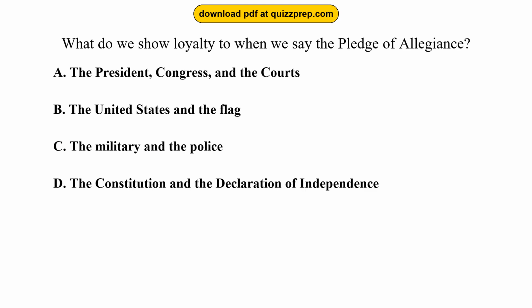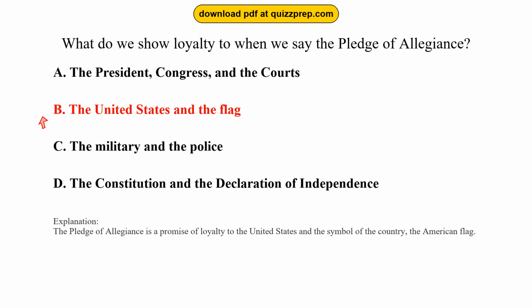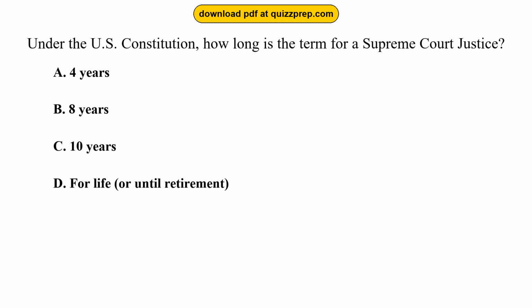Question 93. What do we show loyalty to when we say the Pledge of Allegiance? Option A, the President, Congress, and the courts. Option B, the United States and the flag. Option C, the military and the police. Option D, the Constitution and the Declaration of Independence. The correct answer is option B, the United States and the flag. The Pledge of Allegiance is a promise of loyalty to the United States and the symbol of the country, the American flag. Question 94.